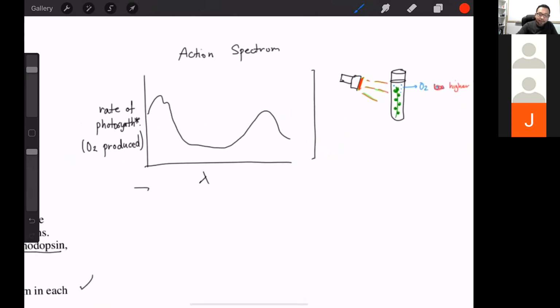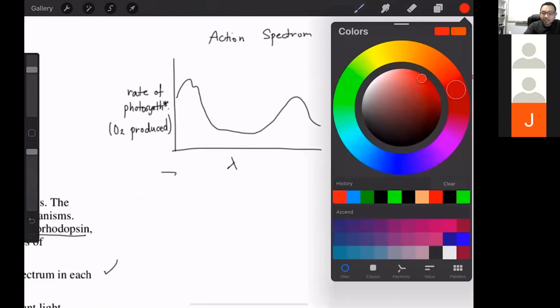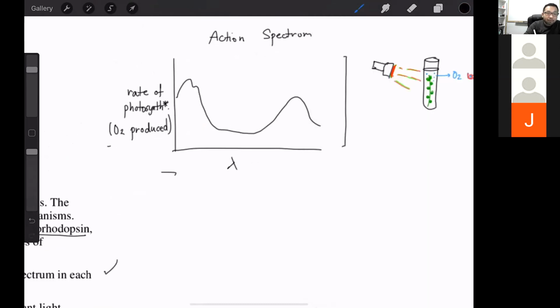But when we're using this action spectrum, we're using what we call a proxy measure of photosynthesis. We're not directly measuring the reaction rates happening at each level of the photosynthetic process, but we're measuring something else that is indicative of photosynthesis.